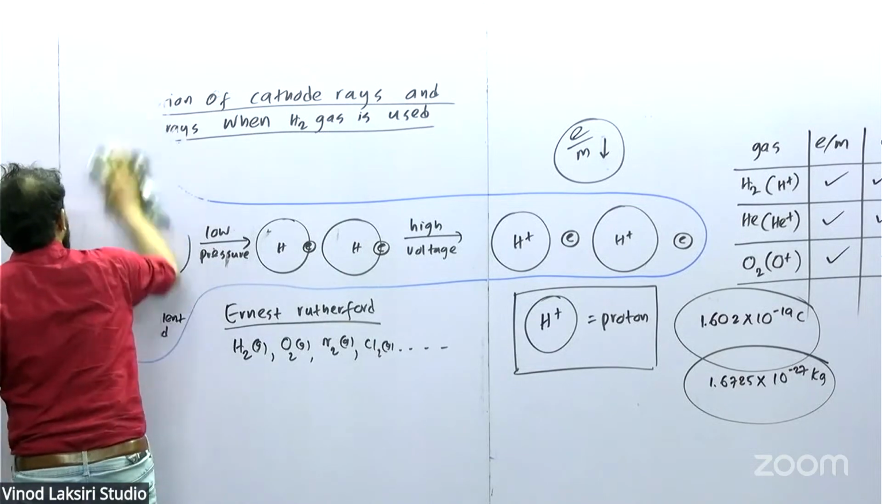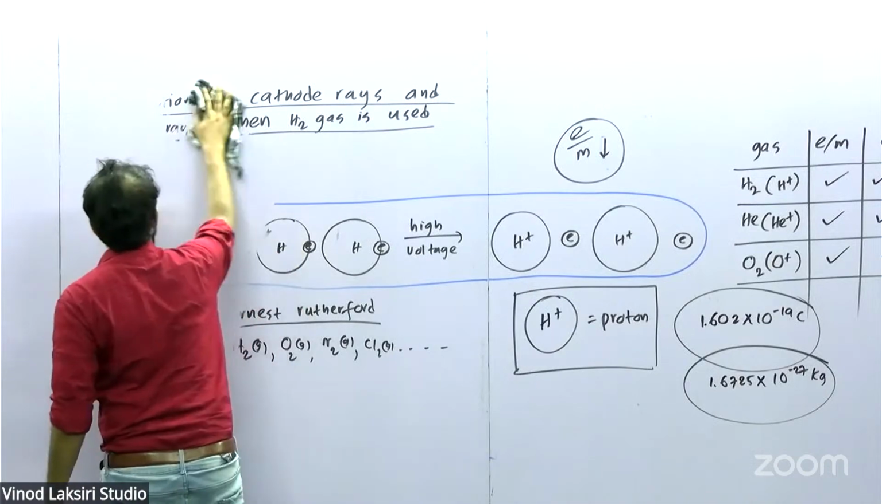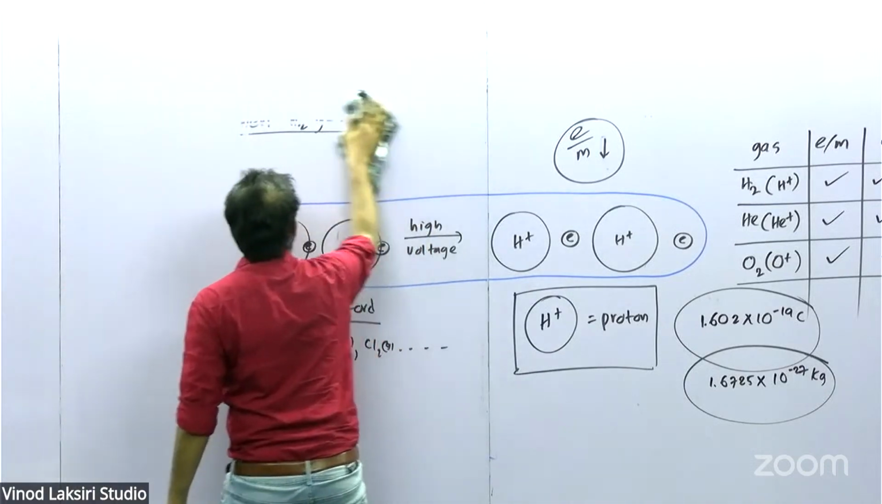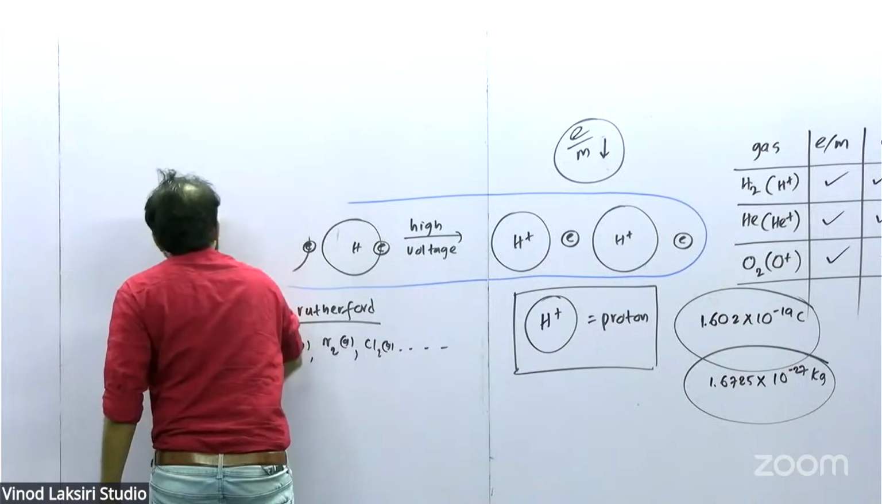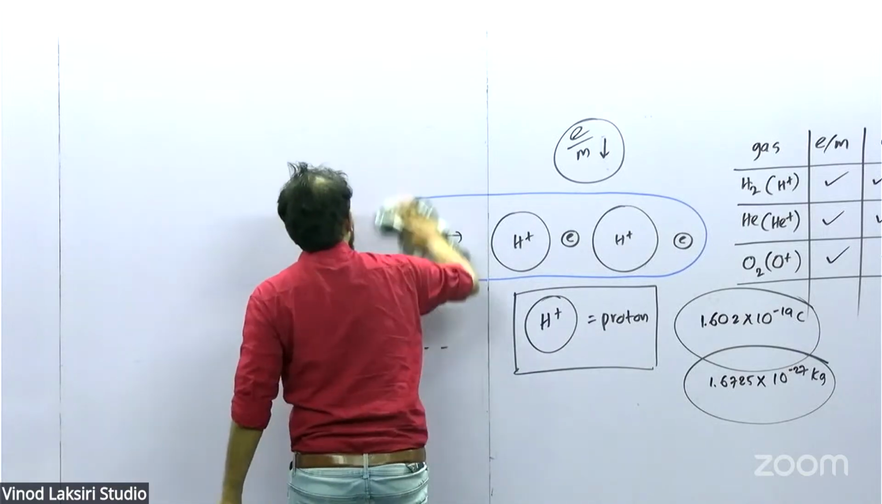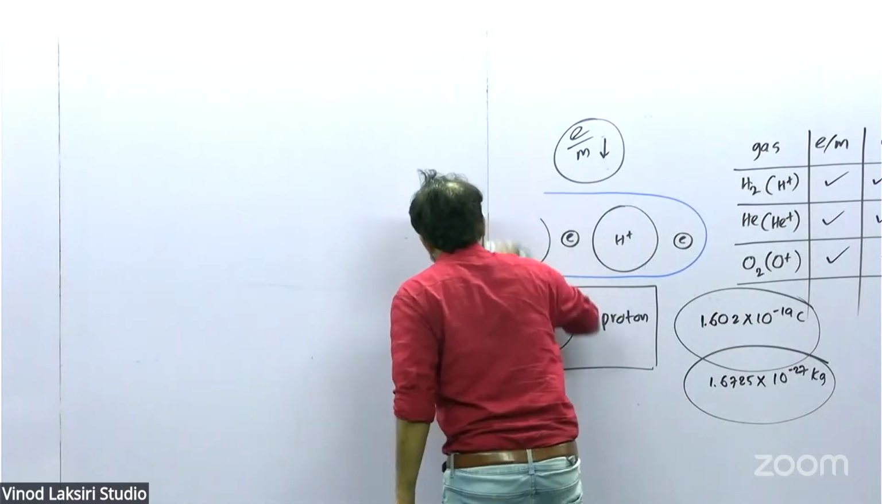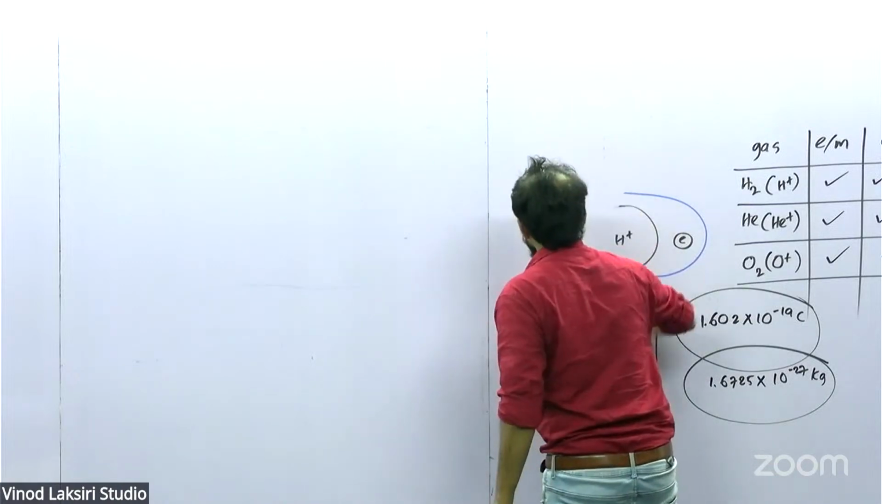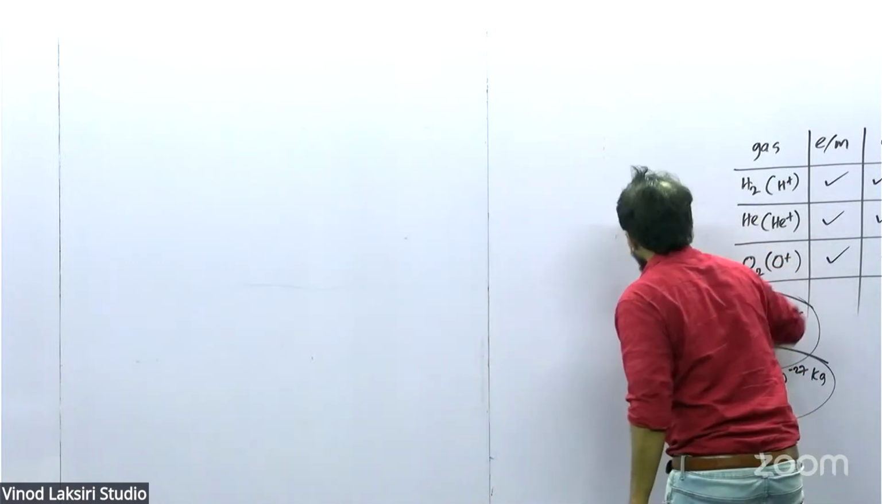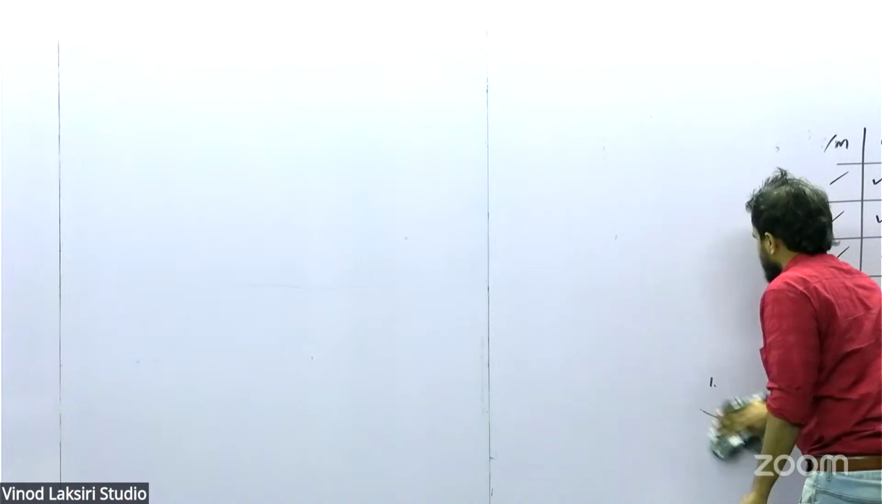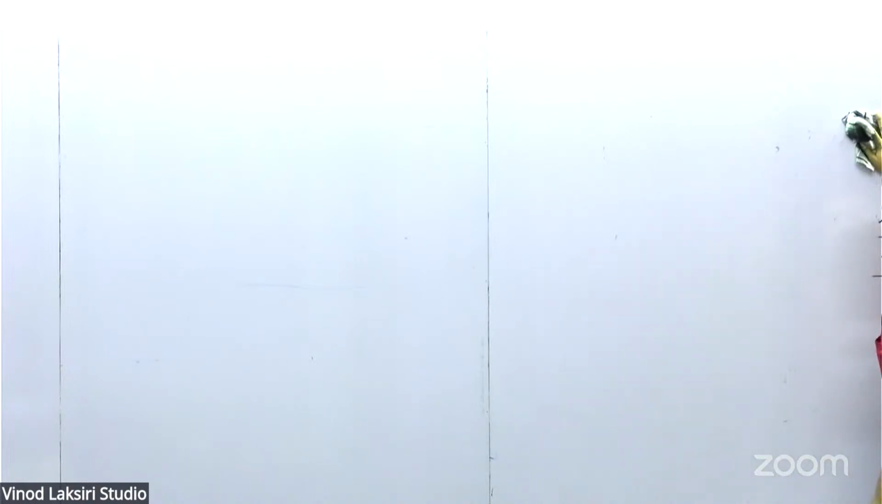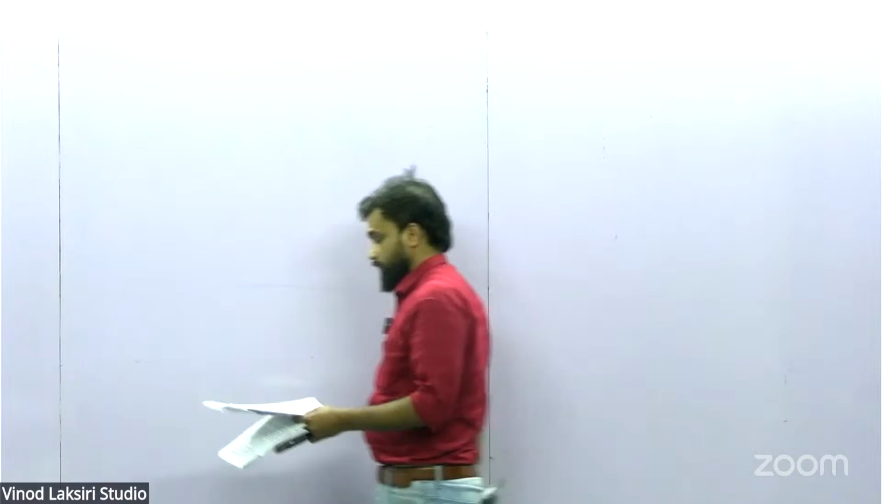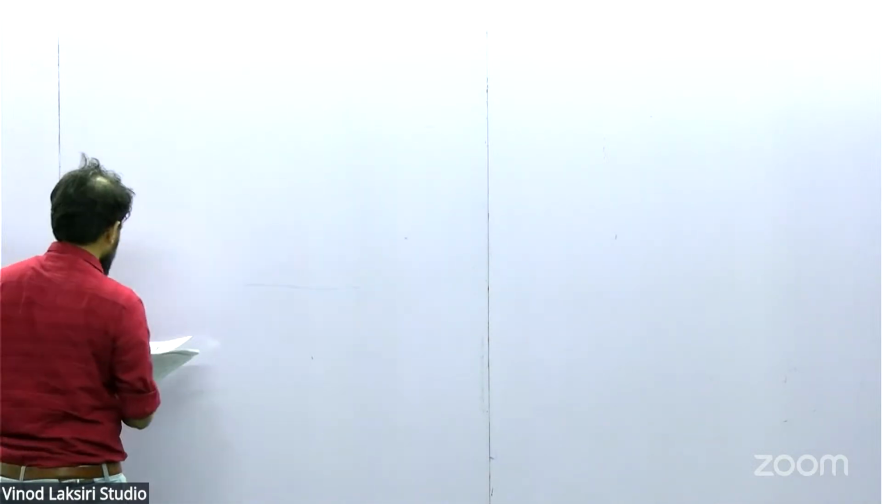So therefore, the proton was experimentally discovered by Ernst Rutherford, right? But the occurrence of positive particle in matter was experimentally discovered by Eugen Goldstein, and cathode ray was discovered by William Crookes, but electron was discovered by J.J. Thomson, right? Next topic, discovery of neutron.